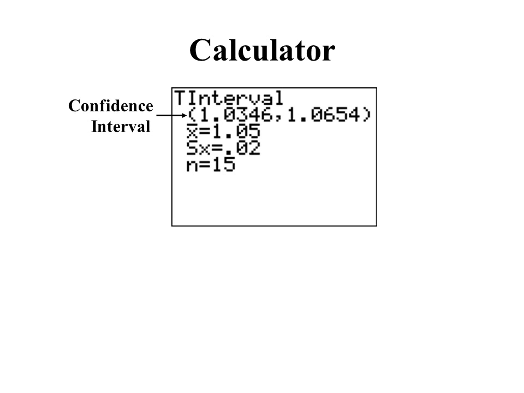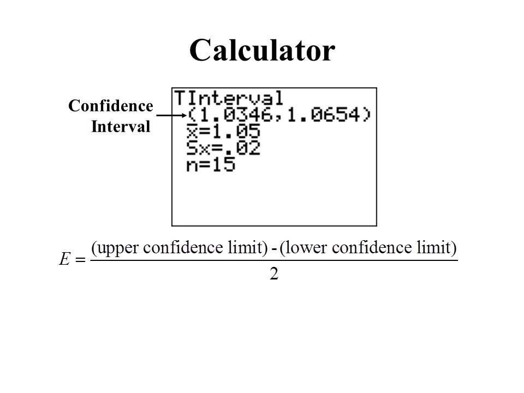Now this calculator does not give us explicitly the margin of error, but we can very easily calculate that margin of error by remembering that the width of the confidence interval is just twice the margin of error. So if we take our upper limit minus the lower limit and divide by 2, that's going to give us the margin of error. So that's all there is to calculating the confidence interval and margin of error on the calculator.